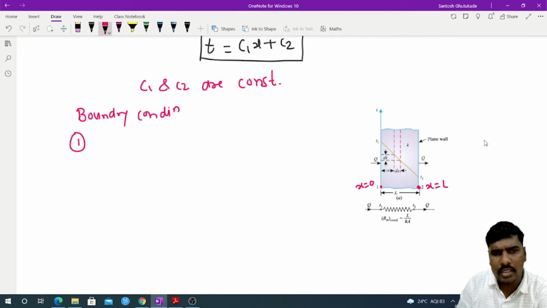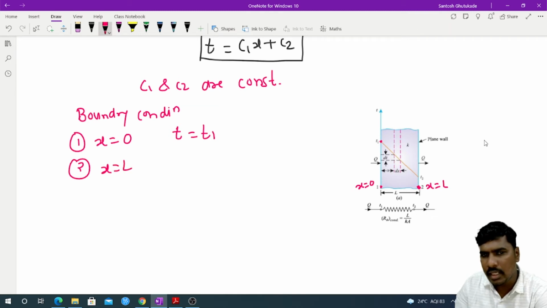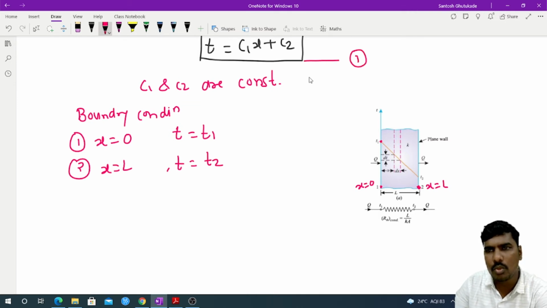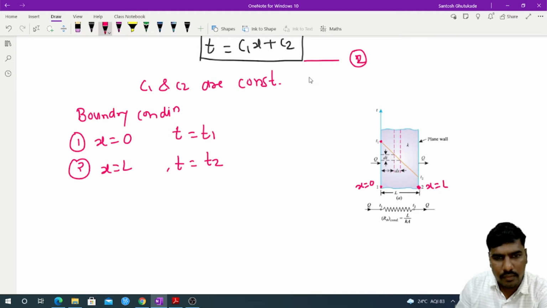The first boundary condition: when x is equal to 0, that is at point 1, the temperature is equal to the inside temperature, or T is equal to T1. And the second boundary condition: when x is equal to L, that is at this end, the temperature is the outside temperature, T is equal to T2. So we have to put these two boundary conditions in the temperature distribution equation. Previously we numbered it 1, so I will write the equation once again.